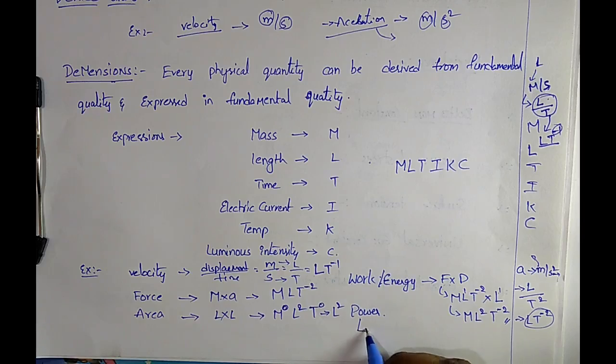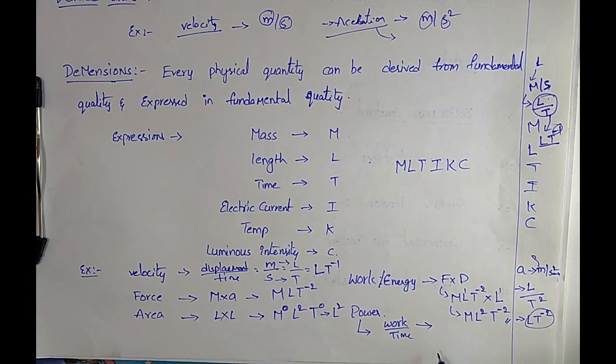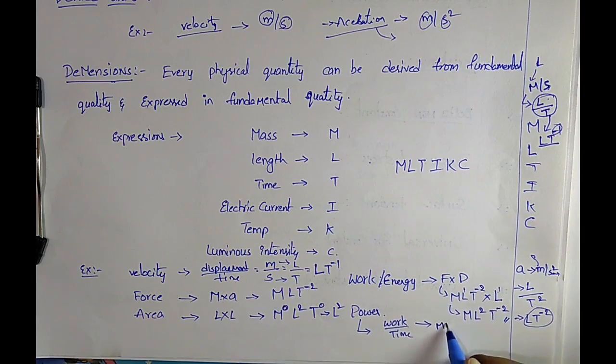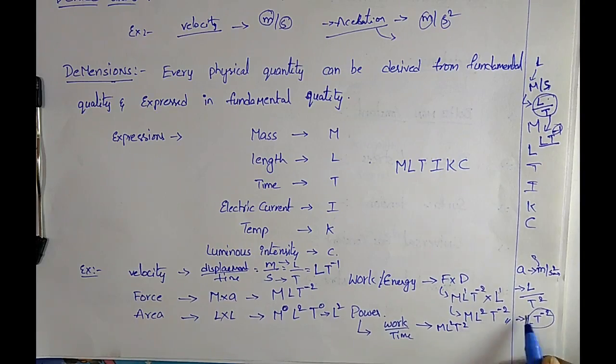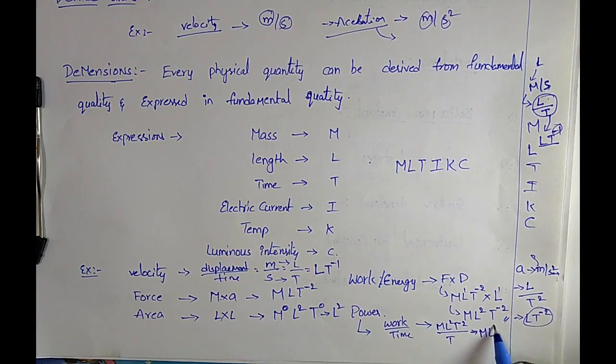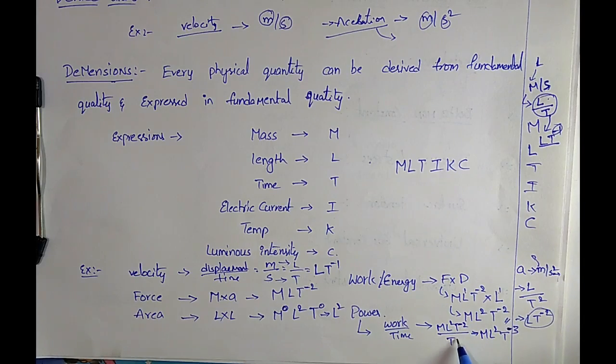Coming to power, we know that power equals work by time. The dimension formula for work is M L square T power minus 2, divided by time, that is T. So M L square T power minus 2 and here T power 1. Bringing it to the upper side, that is T power minus 1, minus 2, minus 1, minus 3. This is the dimension formula for power.